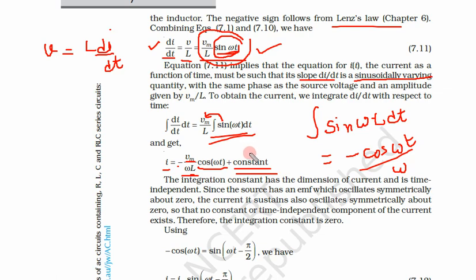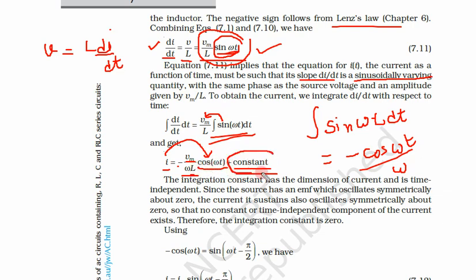Two important things that we can see here: the change in current was in phase with voltage, but the current is a cos function, not a sine function. The change in current is a sine function, but the current itself is a cos function. That means it starts from the maximum value. It does not start from zero.